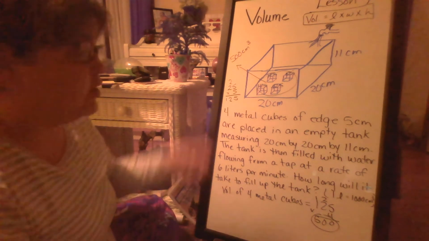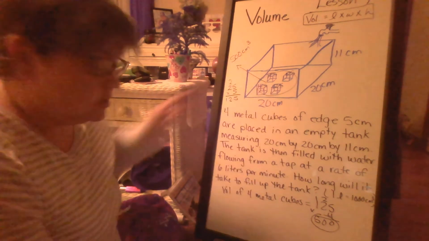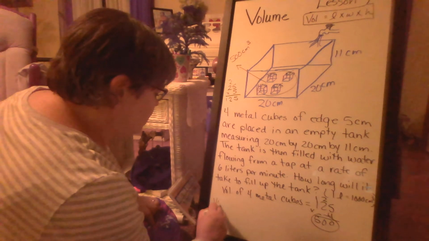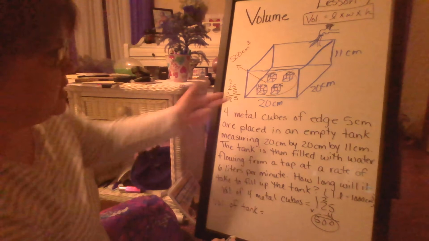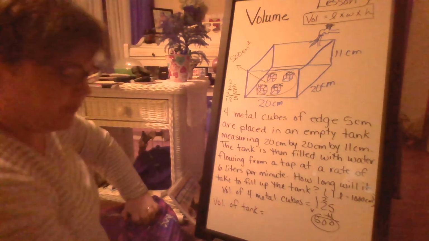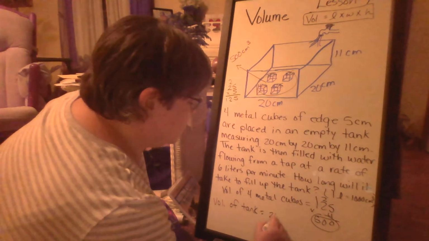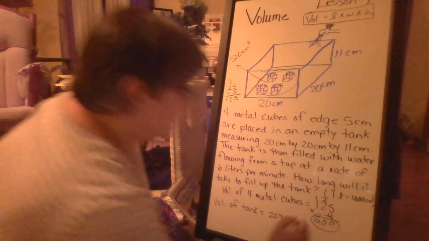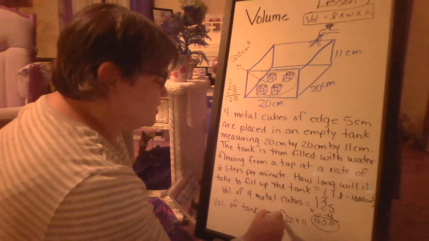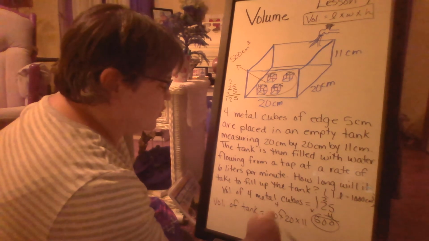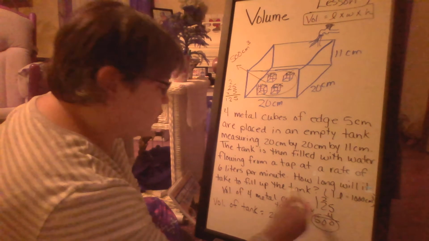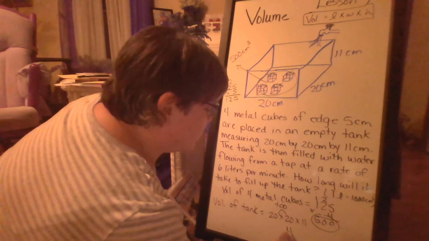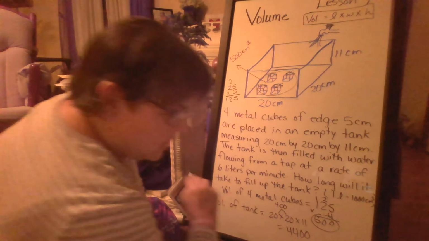All right, now let's find the volume of the whole tank so that we know that volume of tank. All right, so that's going to be length times width times height. So 20 times 20 times 11. So we can say this is 2 times 2 is 4, with 2 zeros is 400. 4 times 11 is 44, with 2 zeros. So 4,400, and that's centimeters cubed.